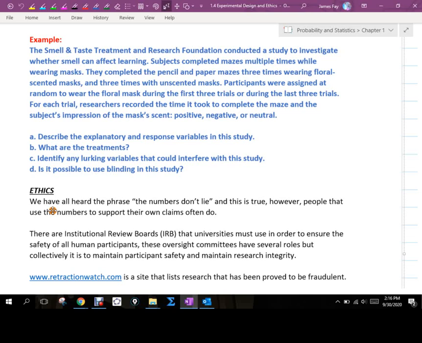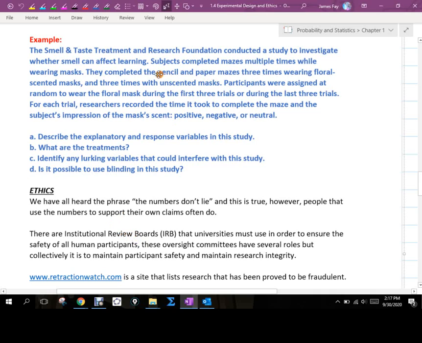So that's what they're kind of doing here with something like this, that they're trying to say, does the smell of these certain masks impact learning? So subjects completed mazes multiple times while wearing masks. So they put them through something that they could easily learn with or without. That's not saying that they're going to give them an algebra test or a calculus test where maybe they don't have the capability of learning that stuff regardless of the mask. Does that make sense? So they put them through a routine that allows them to demonstrate a learned concept.